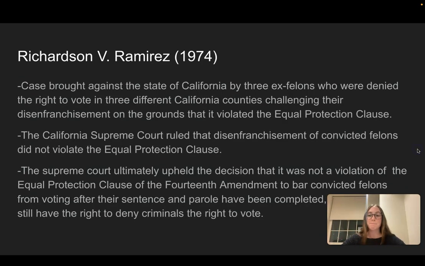from voting. A landmark case is Richardson versus Ramirez, which happened in 1974. This case was brought against the state of California by 3 ex-felons who were representing themselves and other ex-felons who were disenfranchised. This happened in 3 different California counties, and they were challenging this on the grounds that it violated the Equal Protection Clause, which was in the 14th Amendment. The California Supreme Court ruled that the disenfranchisement of convicted felons did not violate the Equal Protection Clause, and this decision was upheld by the U.S. Supreme Court. And it allowed the states to continue to choose if they wanted to disenfranchise felons or not.